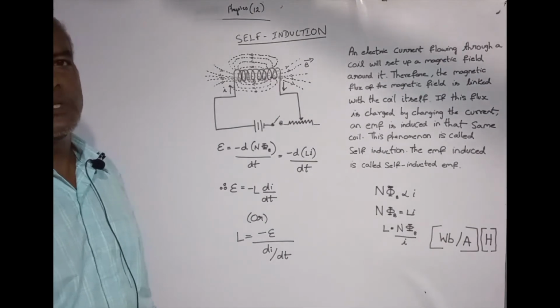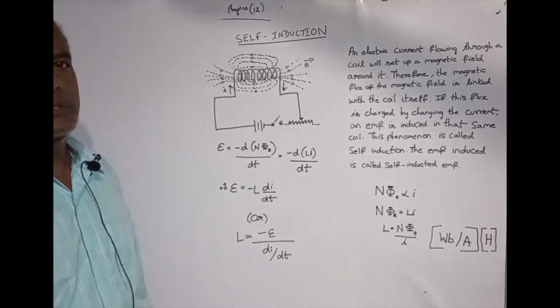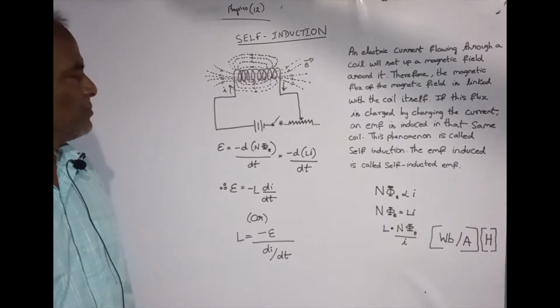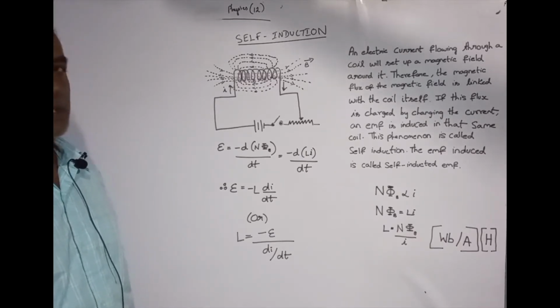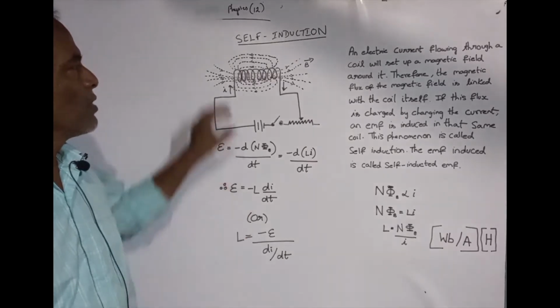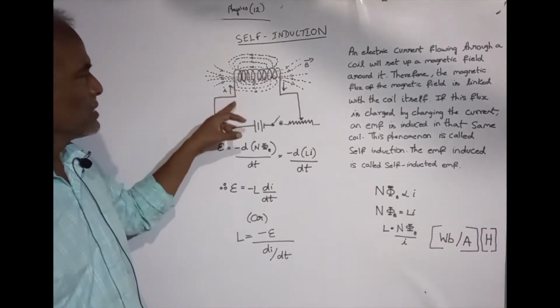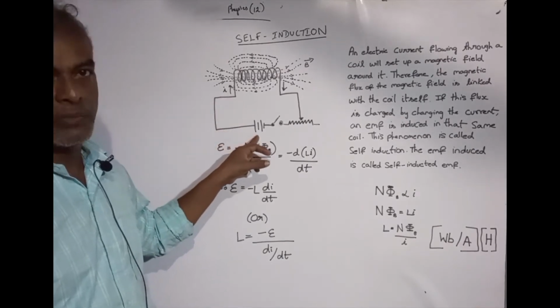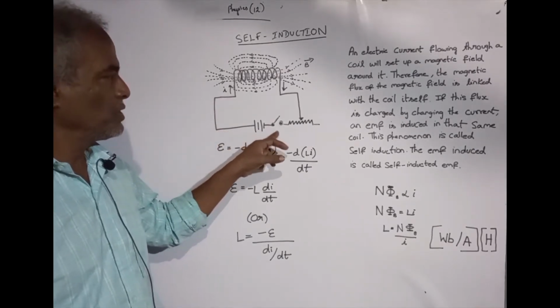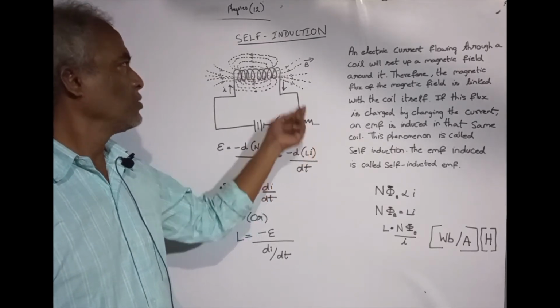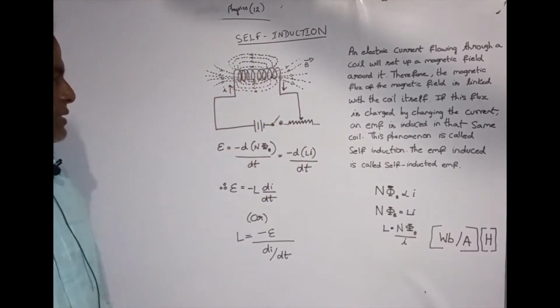So today's topic is self-induction, physics 12th standard. So what is self-induction? So we have a coil, an inductor, and this is connected to a DC source battery, a switch, a variable resistor, and through the coil the circuit is closed like this.